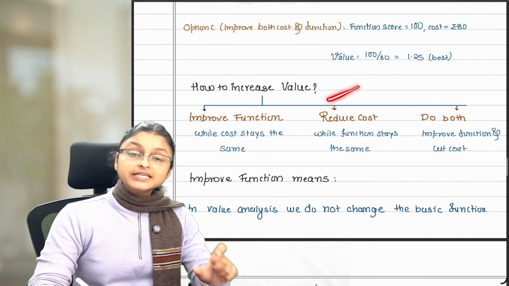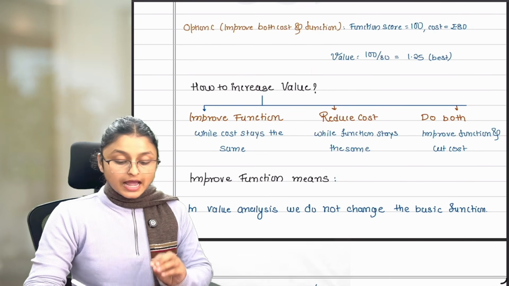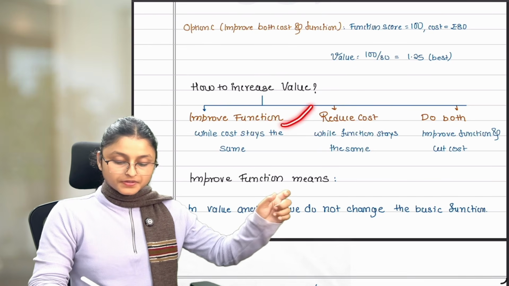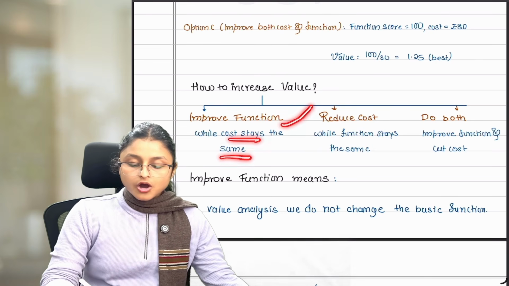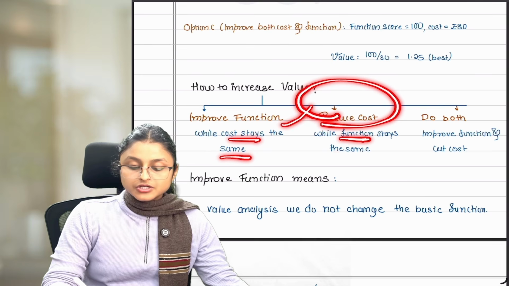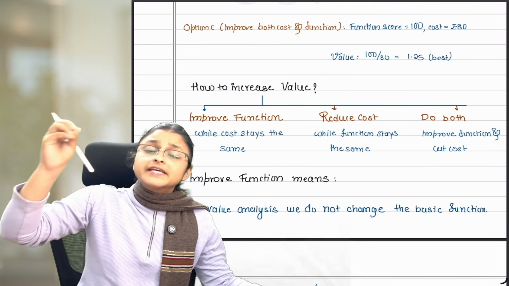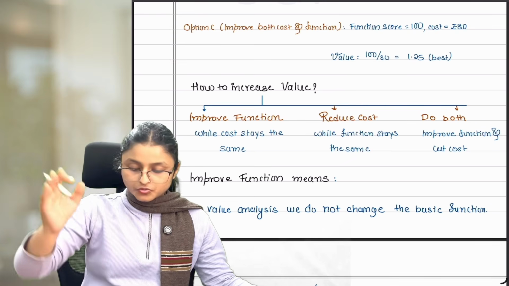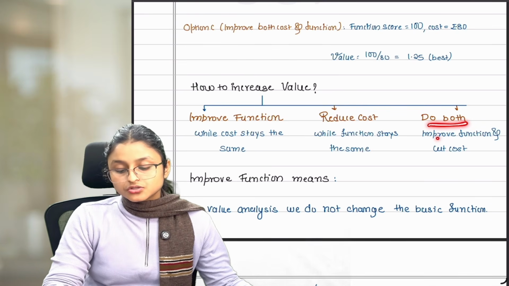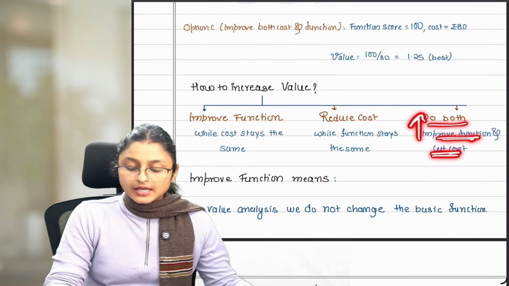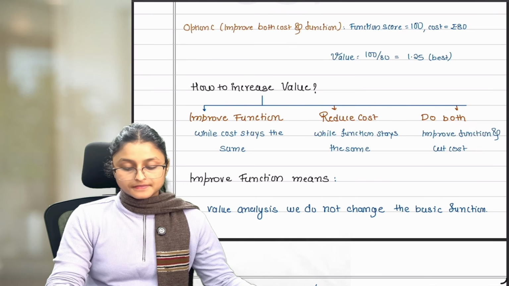Done. So to increase value in value analysis, either you can improve your function where cost remains the same, or you can reduce the cost while function remains the same. Or else, if you want to get extra benefit or the best situation for your organization, you can improve the function as well and reduce the cost as well.